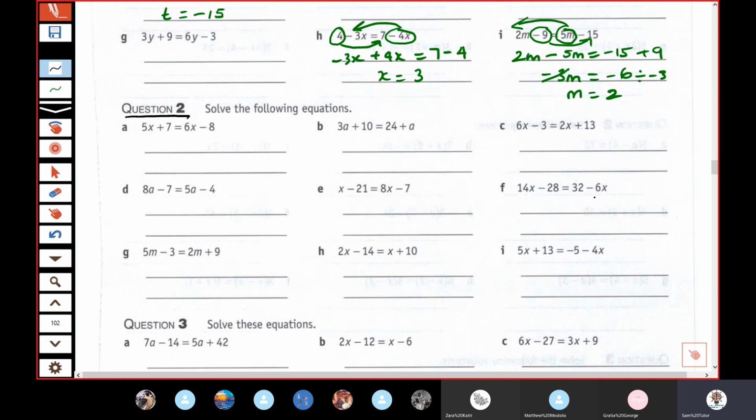I'll do f. This negative 6x, I'm going to add it to this side, and this negative 28, I'm going to bring it to this side. So it's going to look like this: 14x plus 6x equals 32 plus 28. And then 32 plus 28 is 60. 14x plus 6x is 20x. Then you divide by 20, which means x equals 3.